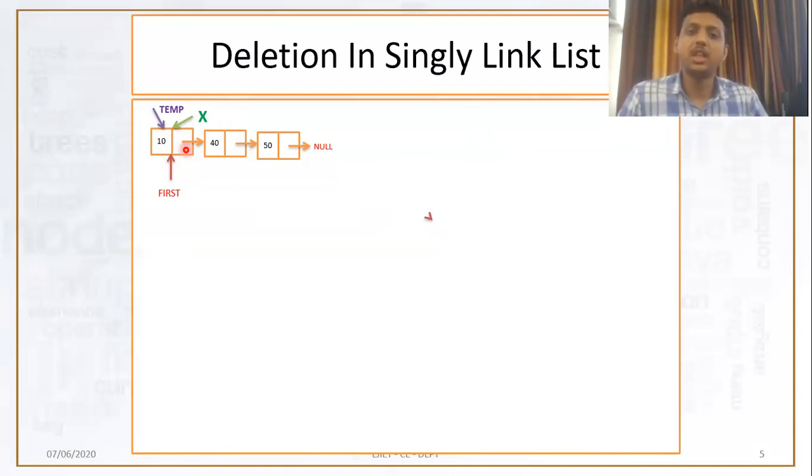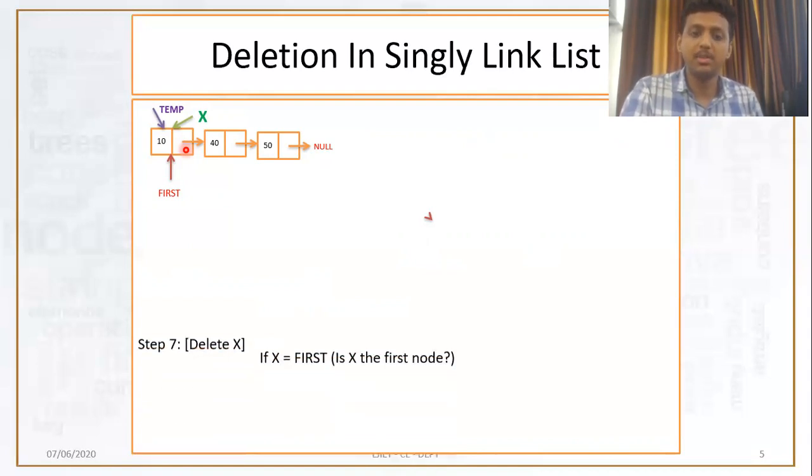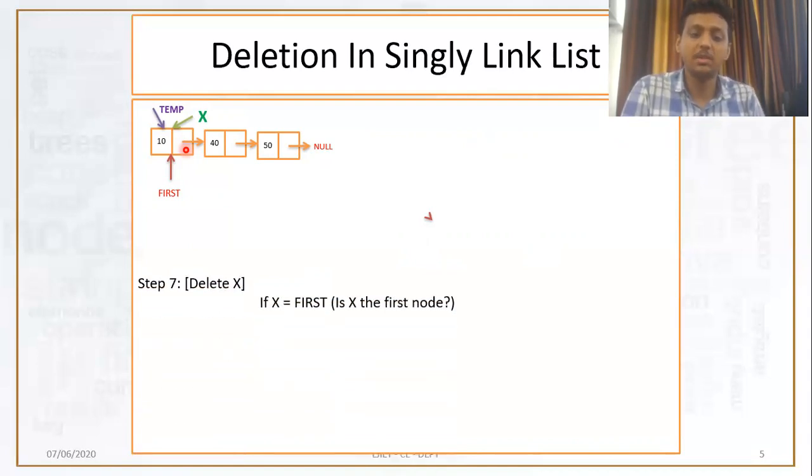Check step number 3: if temp is not equal to x and link of temp is not equal to null. Temp is not equal to x, that condition will be false. So pred is not initialized. We will not execute step number 4 and step number 5. Just go to step number 6, that is step number 7, and that is delete x. See, here x is equal to first.